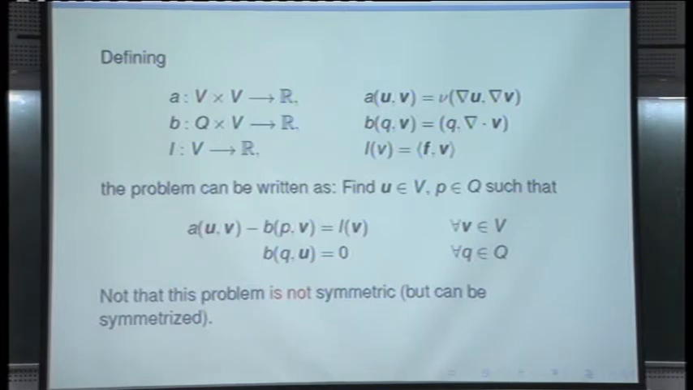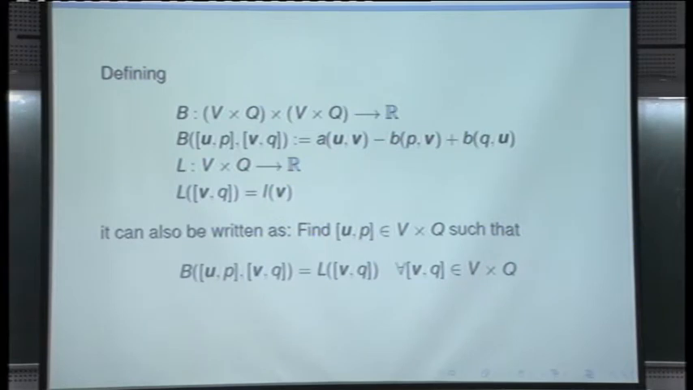a(u, v) minus b(p, v) equal to L(v), and b(q, u) equal to 0. Note that the problem is not symmetric. I mentioned that yesterday, but it can be easily symmetrized by just putting a minus here. If we put a minus here, it's a symmetric problem. The equations are symmetric. And of course, you see also that the bilinear form that appears here is the same as in the continuity equation, just by replacing the pressure by the pressure test function and the velocity test function by the velocity. That's what we saw yesterday, no problem.